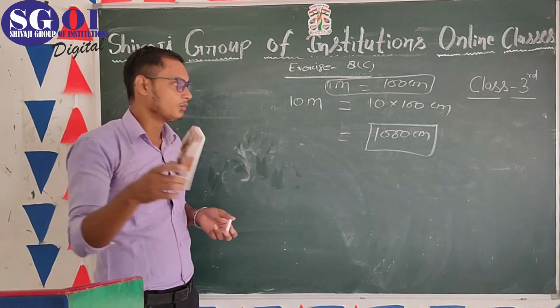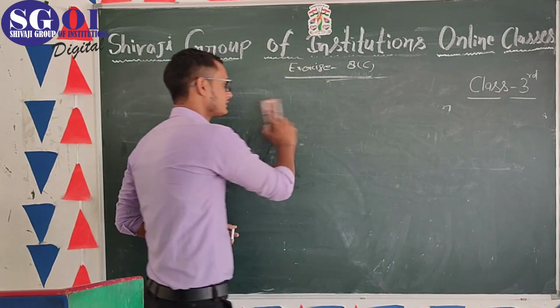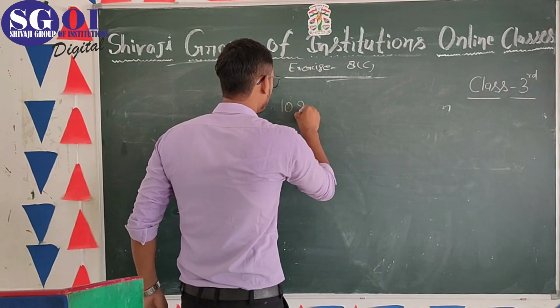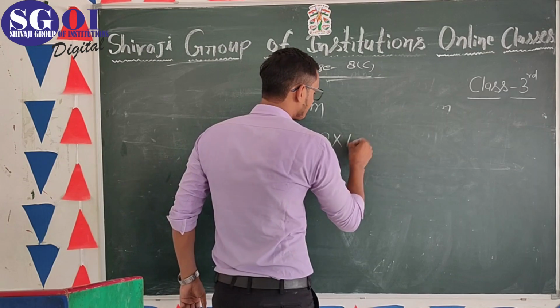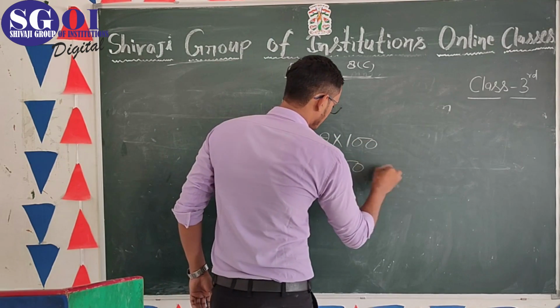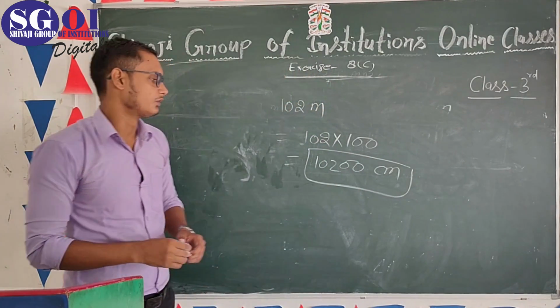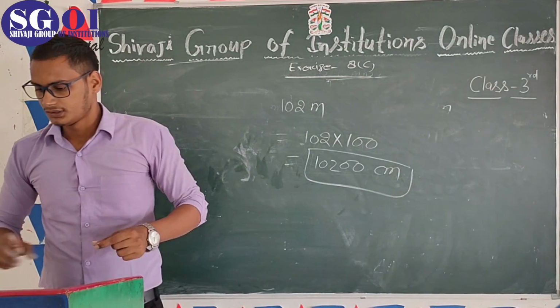Question number 7. 102 meter. Convert into centimeter. 102 meter is equal to 102 multiplied by 100, which is equal to 10,200 centimeters. This is the answer. Understood?